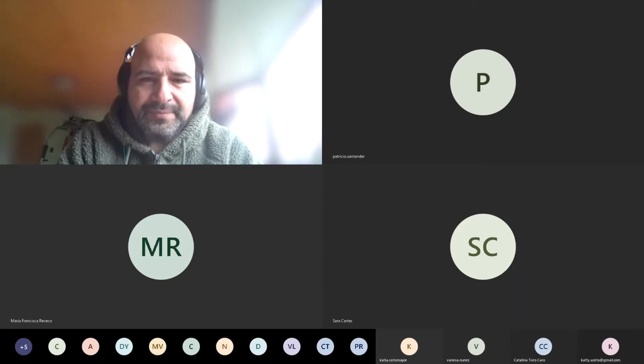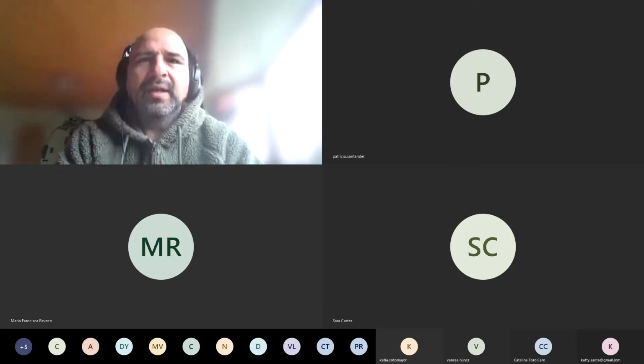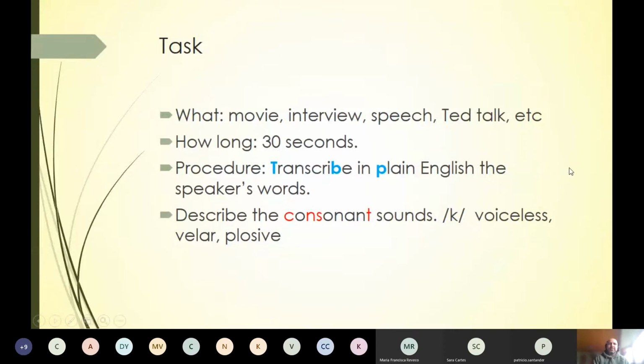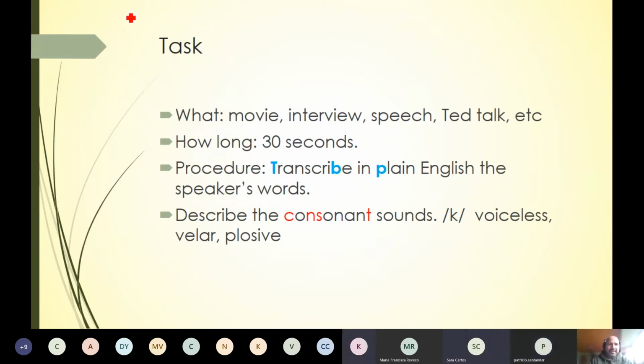I wanted to share with you a task, which is connected with applying the theoretical aspects to an activity that you might find interesting, because it connects with a resource that you're going to find. Okay, the task is the following. You're going to choose a movie or an interview. I'm sharing a PowerPoint slide. Can you see the PowerPoint slide that says task? Yes.